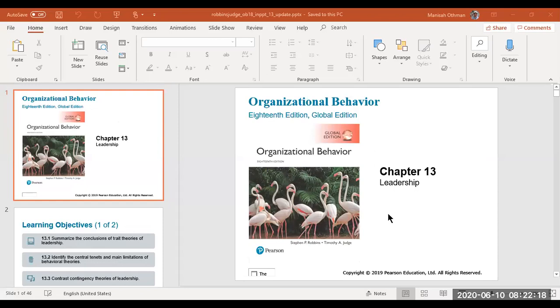Okay, so this is chapter 13 for leadership. Remember I said previously, leadership research focuses more on leadership style. Researchers like to develop a theory for leadership to identify what is the leadership style that is best for employees.